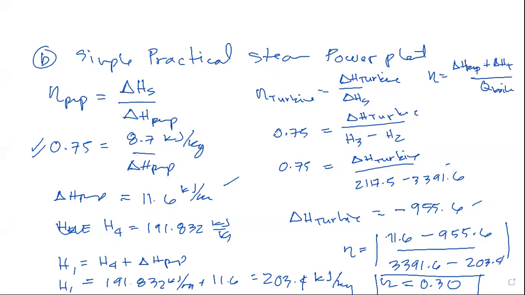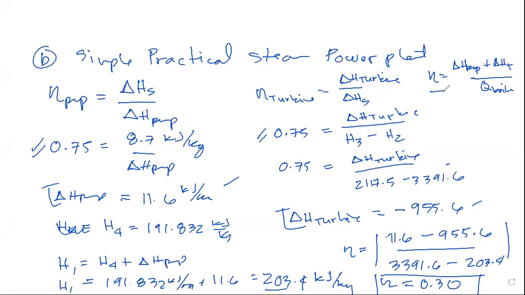We have two efficiency equations. Then we were able to find the new delta H pump and the new delta H turbine, and we also calculated the new H1. Those are the only three we calculated. Then we plugged them into our efficiency equation. I hope you find this efficiency equation logical, because if it is logical, it is easy to remember.